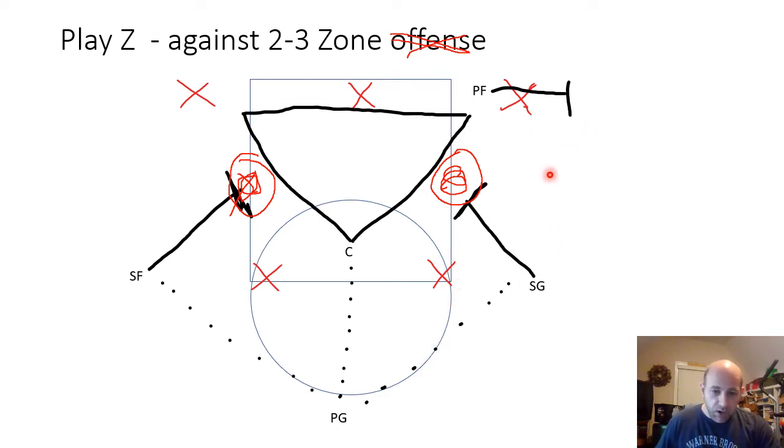If none of that works, the best thing to do in the zone is just pass it around. So, if there's no easy shots, say the shooting guard can't drive there, just pass it around. Shooting guard, point guard, small forward. Try to get it down to the center. If you keep passing around, the zone has to shift with you, and eventually you're going to get an easy shot.